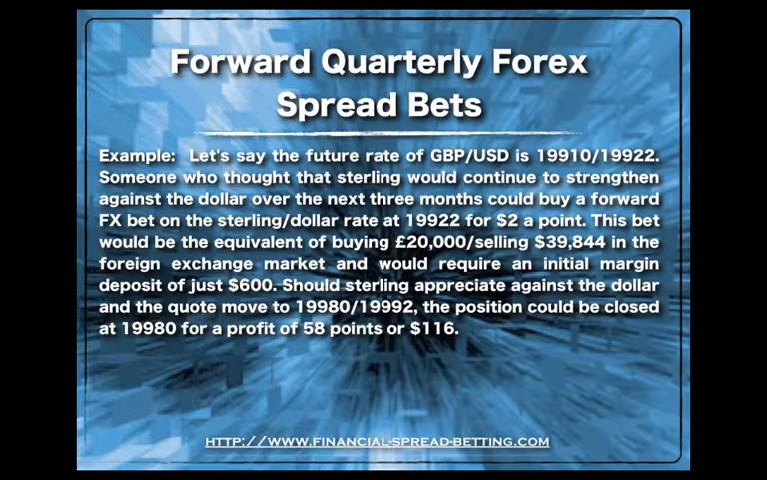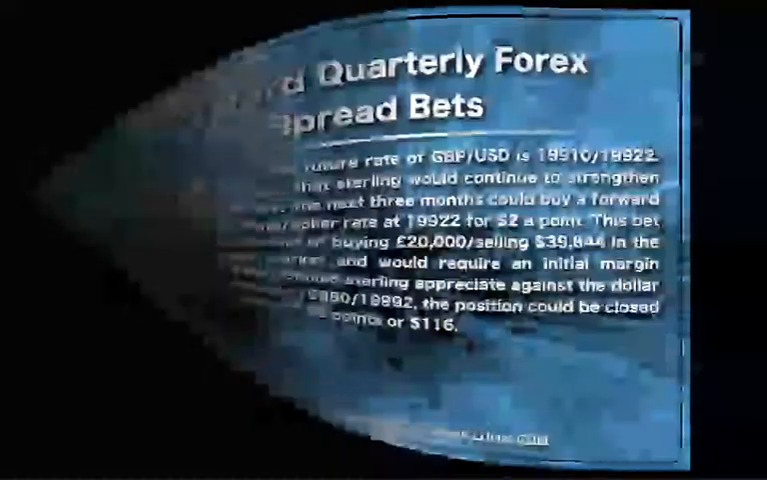Should sterling appreciate against the dollar and move to 1.9980 to 1.9992, the position could be closed at 1.9980 for a profit of 58 points, or $116.